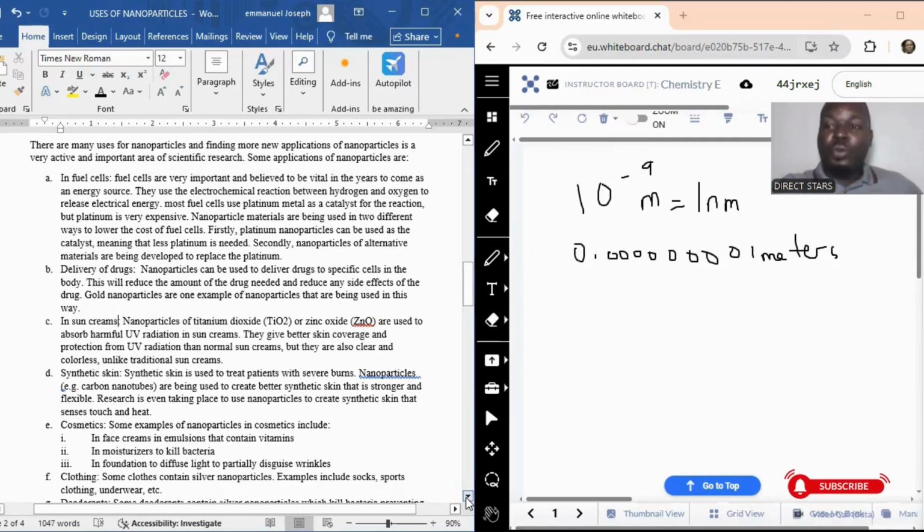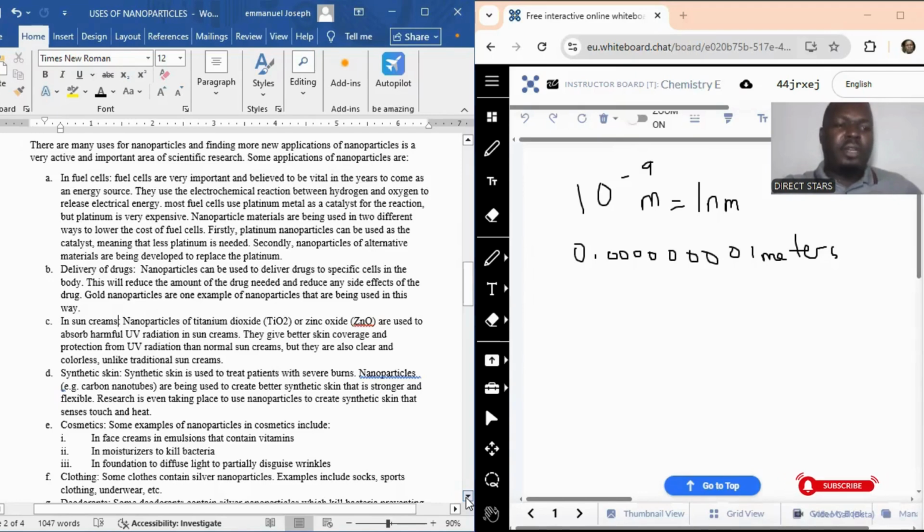gravel stones. So you have to take note that the tiny size of the nanoparticles of titanium oxide and zinc oxide makes it possible for ease of spread and to cover a large portion of the skin, preventing the skin from exposure to harmful UV radiation.